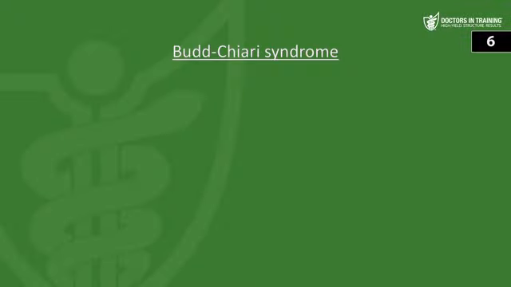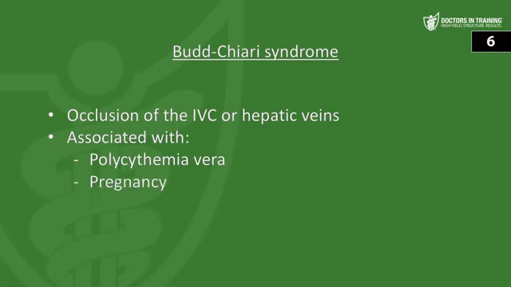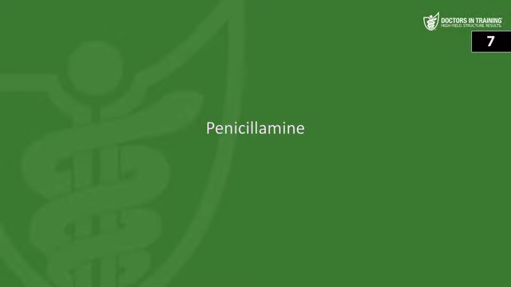What is Budd-Chiari syndrome and what conditions are associated with it? Budd-Chiari is occlusion of the IVC or the hepatic veins. It's usually associated with polycythemia vera, pregnancy, hepatocellular carcinoma, or any generally prothrombotic state. Next question. A young man presents with ataxia and tremors. He has brown pigmentation in a ring around the periphery of his corneas. What treatment should he receive? This guy has Wilson's disease, so he should receive penicillamine.